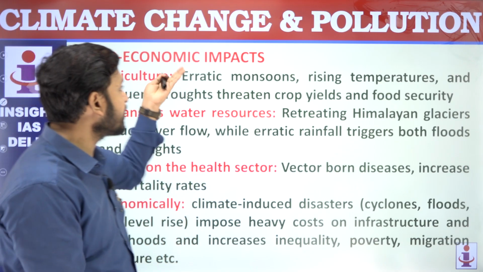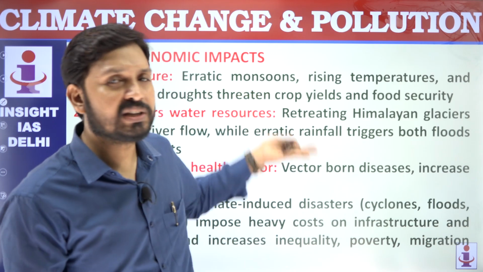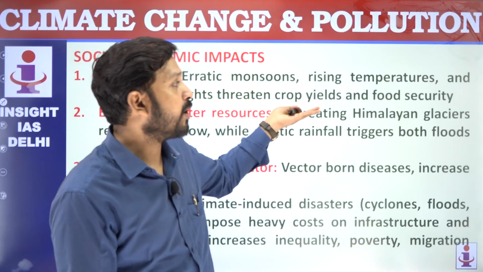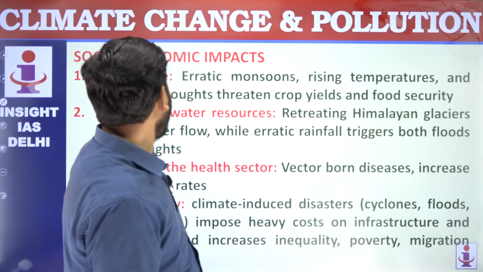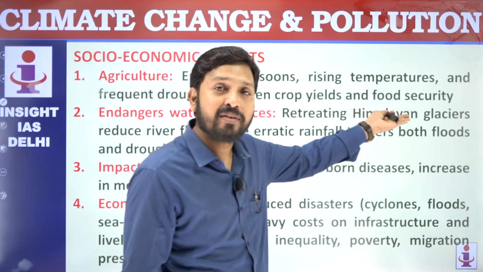For example, in the case of agriculture, erratic monsoon is coming; sometimes the monsoon gives more rainfall, sometimes very little rainfall. So erratic rainfall, rising temperatures, and frequent droughts will all have an impact on crop yield. The productivity of agriculture is reduced. If productivity is reduced, what will happen? Food security will be under threat, right?